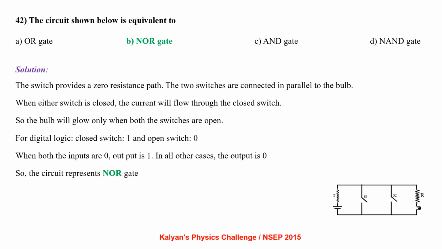The circuit shown below is equivalent to? The switch provides a zero resistance path. The two switches are connected in parallel to the bulb. When either of the switches is closed, the current will flow through the closed switch. So the bulb will glow only when both the switches are open. For digital logic, closed switch is 1 and open switch is 0. When both inputs are 0, output is 1. In all other cases, output is 0. So the circuit represents a NOR gate.